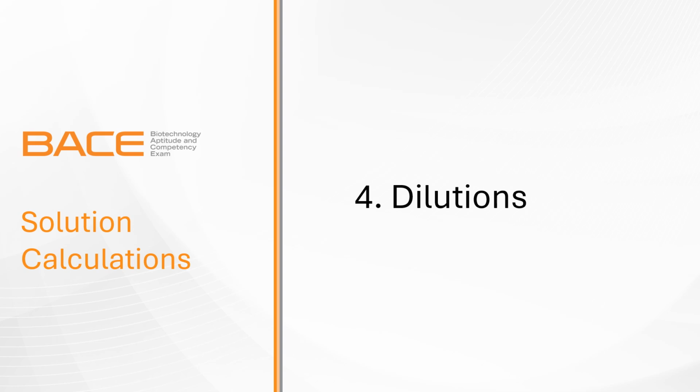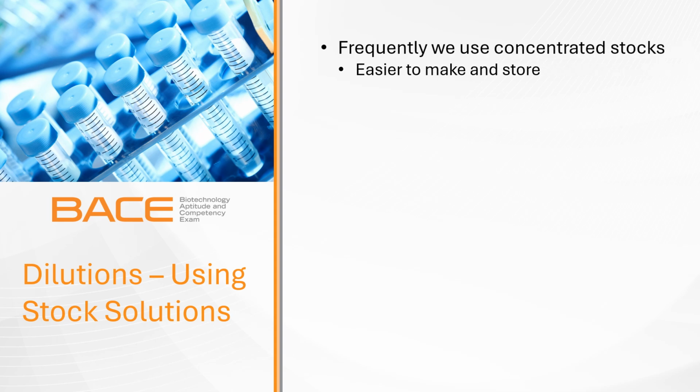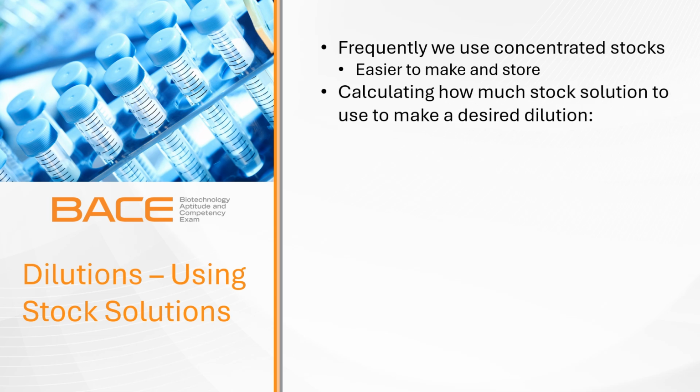Next, let us talk about calculations involving dilutions. In the lab, we often find it convenient to prepare concentrated stock solutions. These can save us time and storage space on the bench. It is convenient to prepare a working solution by diluting a prepared stock. And this is where we encounter the most commonly used equation in every bioscience lab.